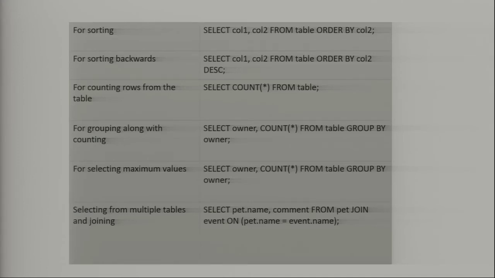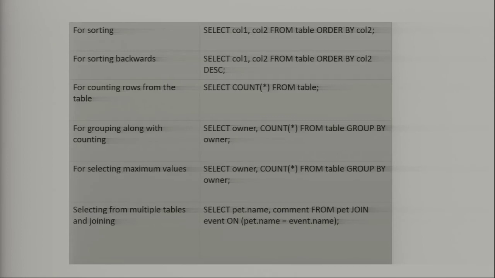Next, we are talking about selecting maximum values. Select owner, count(*) from table, group by owner. This is what will help you work it out. Of course, we will be working with the particular maximum value. The aggregate function will check that, and we will work with that particular point.